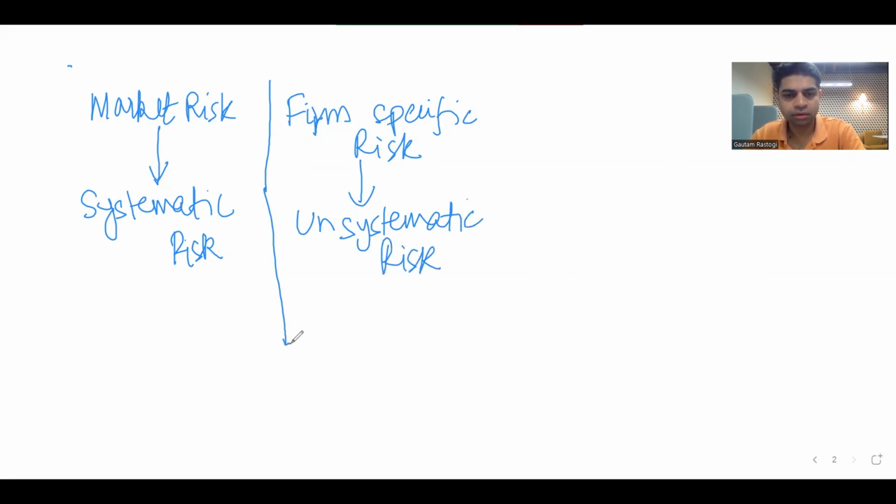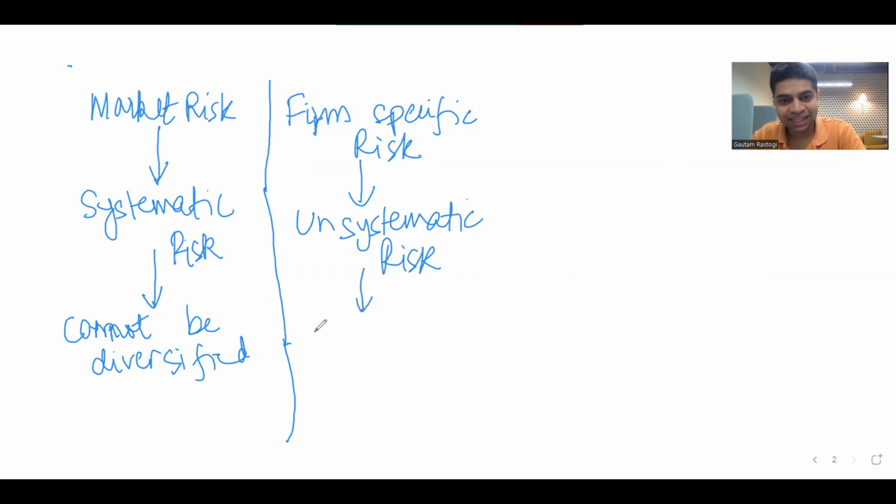Now, systematic risk cannot be diversified. So I'm introducing another concept. Cannot be diversified. What does it mean? And firm specific risk can be diversified. What does it mean? Can be diversified, cannot be diversified.